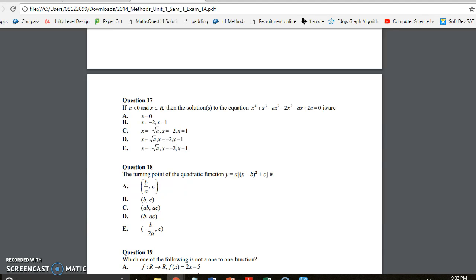Question 18, the turning point of this. We've got a(x minus b) squared plus c, and we want the turning point, which has to do with b and c. We also have to multiply this a through, so we'll have a, and then plus ac. So our turning point will be at b, comma ac. Do we have that here? Yes, it's there at D.